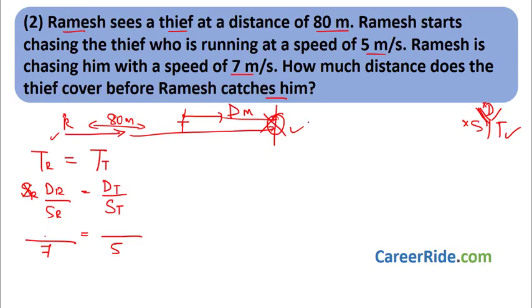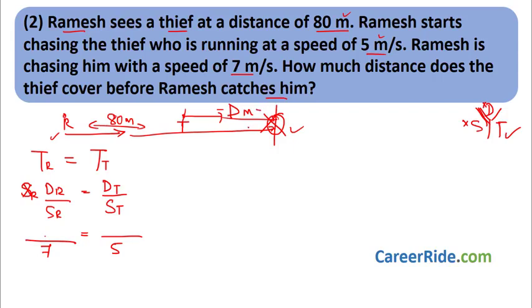Right? Now, why do we take meters and not kilometers? Because here speed is given in meters per second. Also, the distance between Ramesh and the thief is given in meters. So, it is much better to have everything in the same format of unit. If the speed was given in kilometers per hour, we would assume d kilometers. If the speed is given in meters per second, we will assume d meters. Okay? Let the thief travel d meters before Ramesh catches the thief.